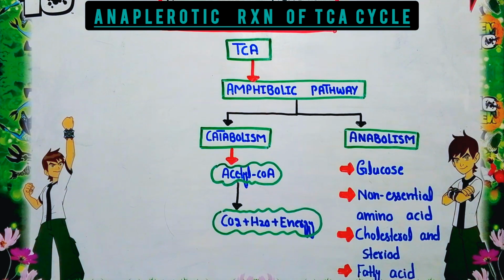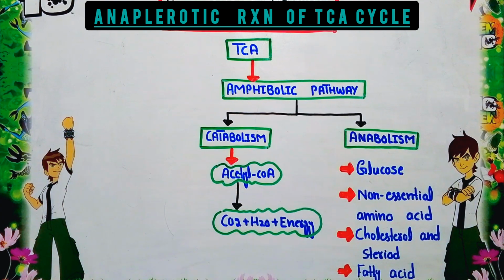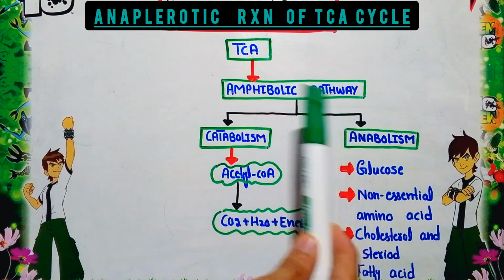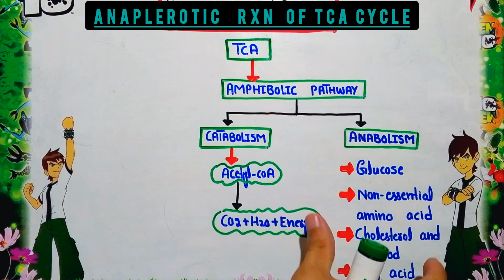Now various types of organic compounds are formed from the intermediates of the TCA cycle. These are the various types of compounds formed from the intermediates of the TCA cycle. These compounds are glucose and non-essential amino acids. Cholesterol and steroids also form from the intermediates of the TCA cycle. Fatty acids and heme are also compounds mainly formed from the intermediates of the TCA cycle.